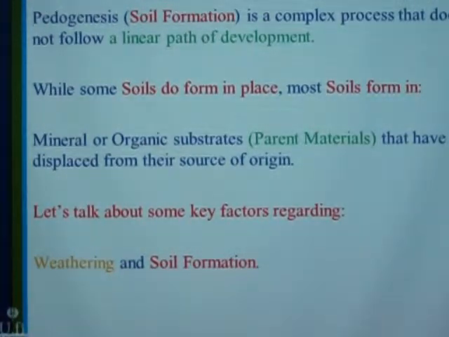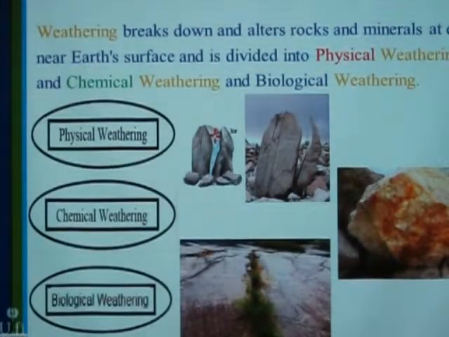Let's talk about the factors, but before everything we have to know what weathering means. Weathering breaks down and alters rocks and minerals at or near the earth's surface. It is divided into physical weathering, chemical weathering and biological weathering. As I mentioned, the simple word for weathering is to break something down. If I have the power to break something, I will break this bar. That means I have this power, I affect this device, I break it.